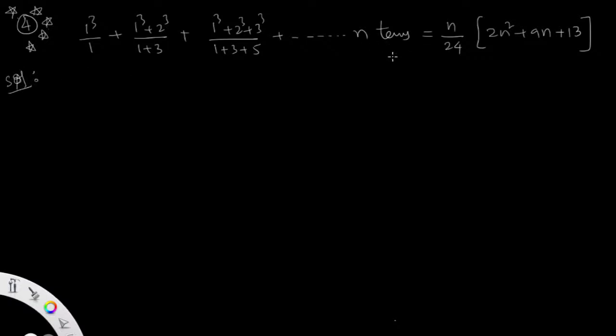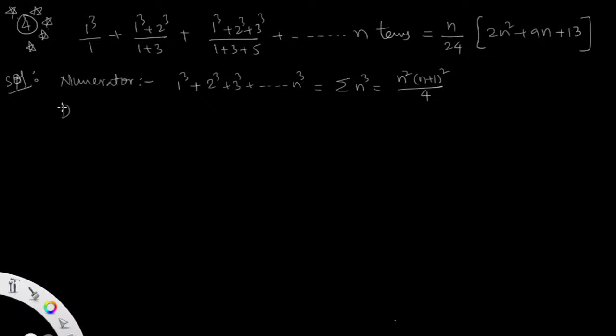There is no nth term given in the series, so here we have to find it separately. For the nth term, first take the numerator. The first term is 1 cube, the second term is 1 cube plus 2 cube, the third term is 1 cube plus 2 cube plus 3 cube. Similarly, the nth term is 1 cube plus 2 cube plus 3 cube going on to n terms, which means sigma n cube, that is n square into n plus 1 whole square by 4.